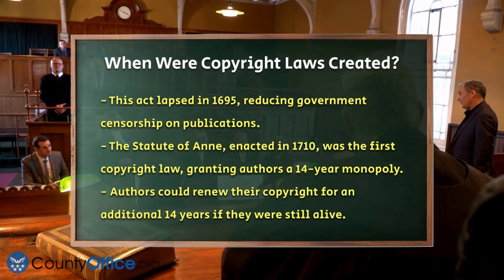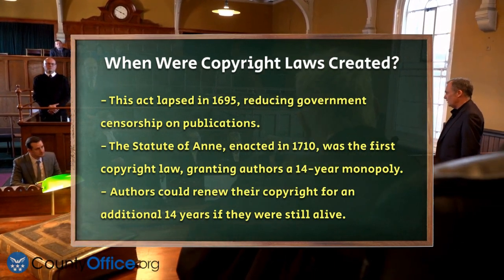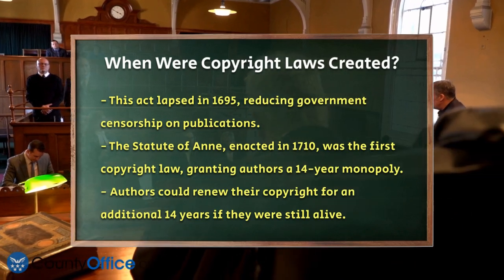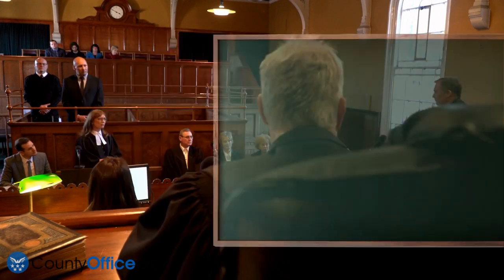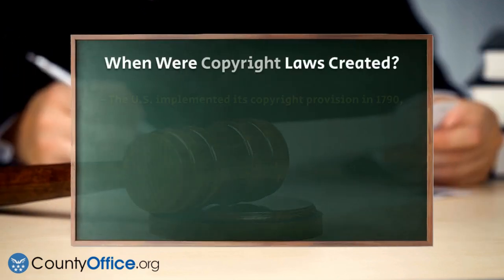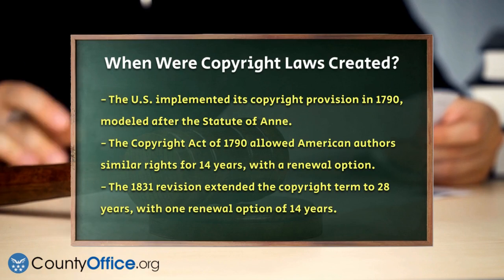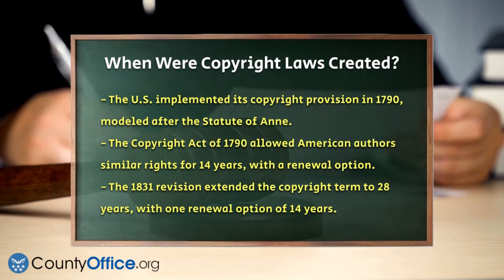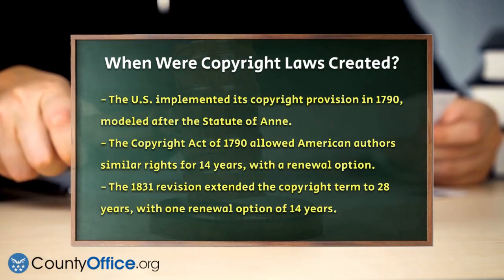Fast forward to the United States, where the first Congress implemented the copyright provision of the U.S. Constitution in 1790. The Copyright Act of 1790 was modeled on the Statute of Anne and granted American authors the right to print, reprint, or publish their work for a period of 14 years with the option to renew for another 14 years. This law was designed to encourage creativity and the advancement of science and the useful arts by providing limited-time exclusive rights to authors.